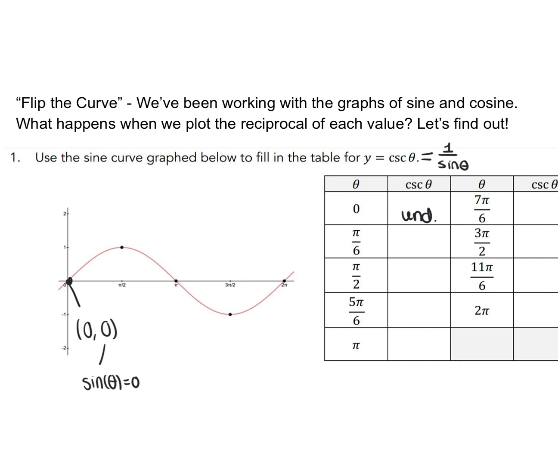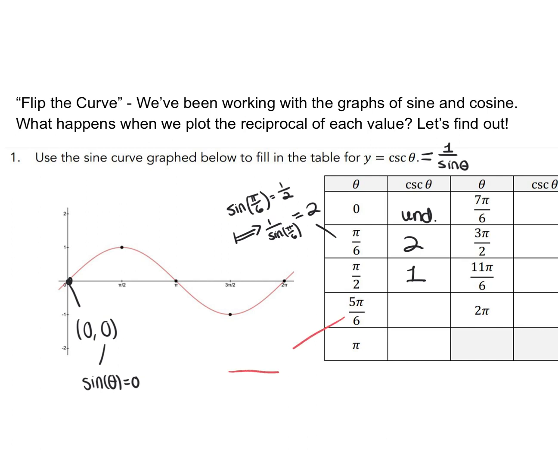Then we go over now to pi over 6. Sine of pi over 6 is 1/2. So 1 over sine of pi over 6 is going to be 2. It looks like this, the whole thing equals 2, not just the denominator. So then this will be 2. Then we're going to do pi over 2, so that's this value here. If you see here, sine of theta is 1. 1 over 1 is just 1.